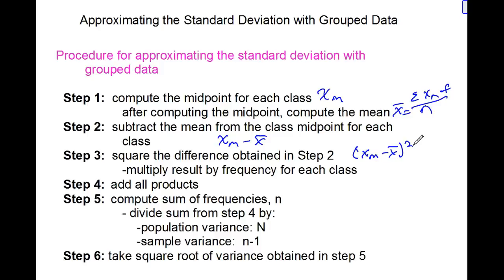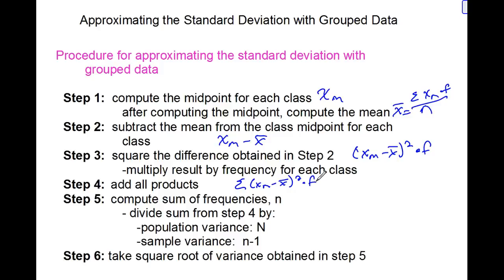After we have squared it, we're going to multiply that by the frequency for each class. So we're going to have one of these values for each class. We will add up all of those products. So that's the midpoint minus the mean squared times the frequency. Add up all those products.